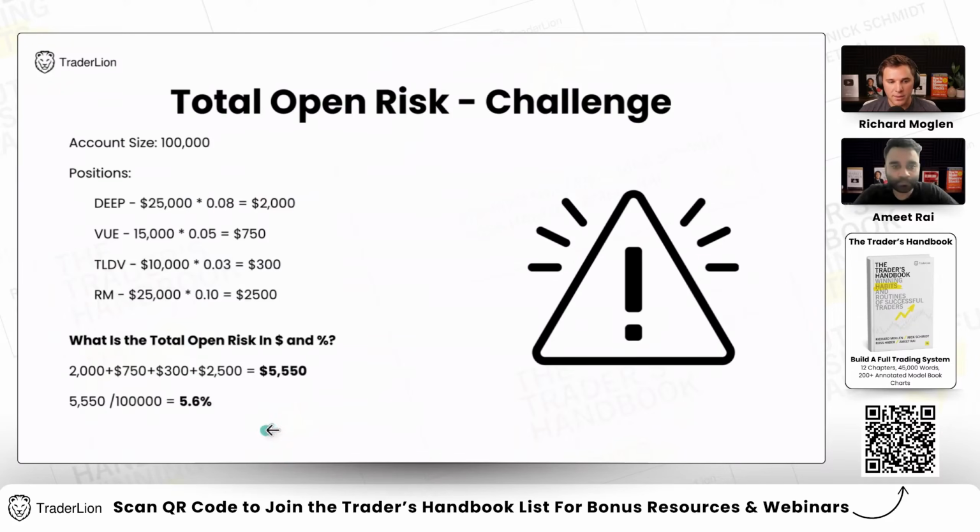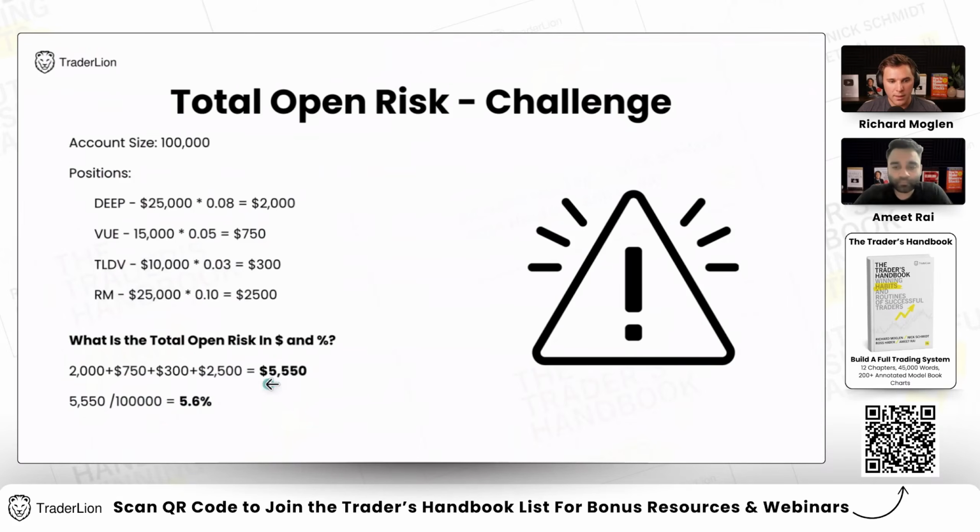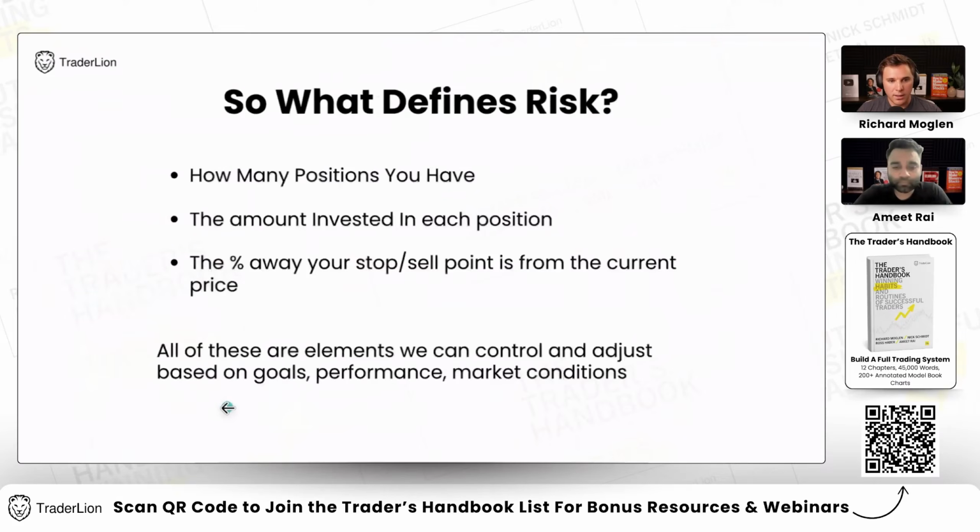But this math and being able to calculate this total open risk is really key to treating this like a business, and from a portfolio management perspective, being able to actually manage risk properly. So this is a good exercise here. And the three pillars that we can control this amount, if you think about it, are these right here.